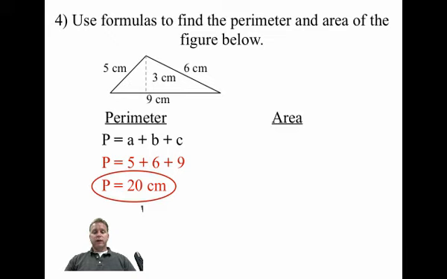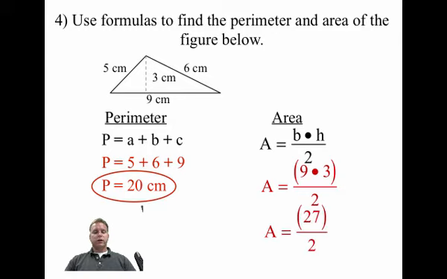And then for the area, remember the area of a triangle is found by doing base times height divided by 2. Well, my base is 9 and my height is 3. So I'll do 9 times 3 divided by 2, which means 27 divided by 2, which means I get 13.5 centimeters squared. Again, we want to make sure we put the squared so that we know we're talking about area.